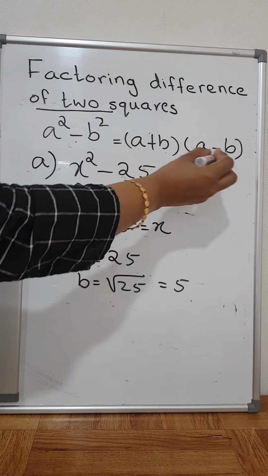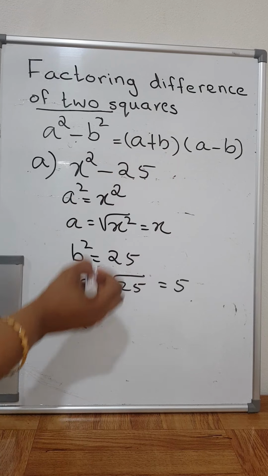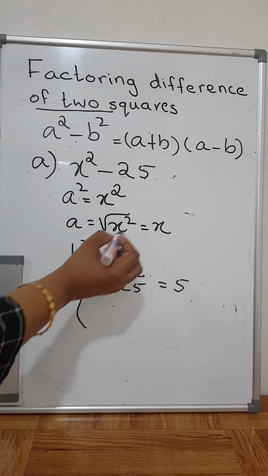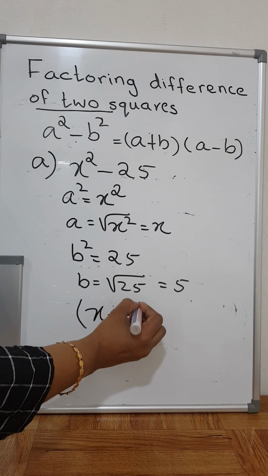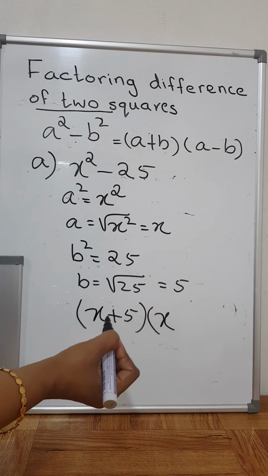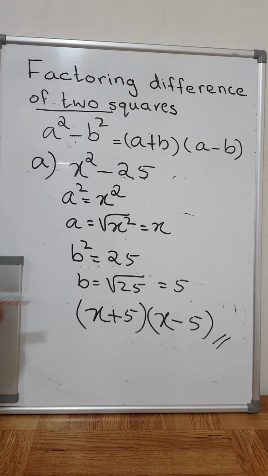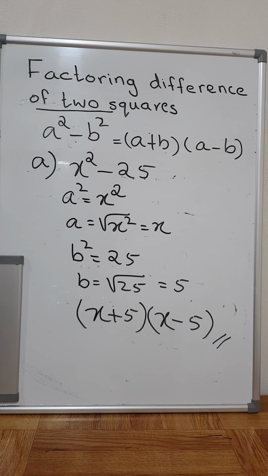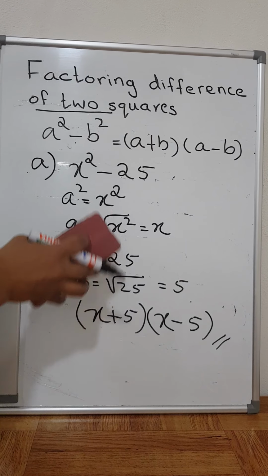Now let's plug into this formula, that is (a + b) times (a − b). Always a comes first in the bracket. So a is x, b is 5: x plus 5 times x minus 5. You see, these are the factors of x square minus 25: x plus 5 and x minus 5. Let's see more examples.